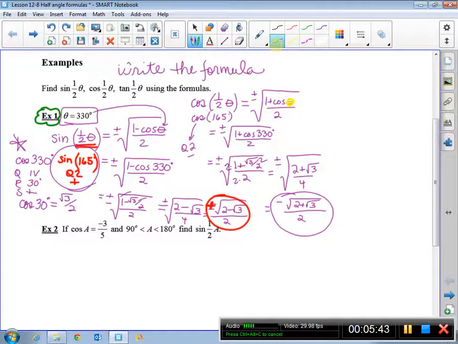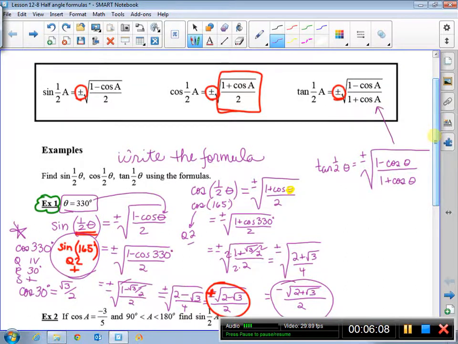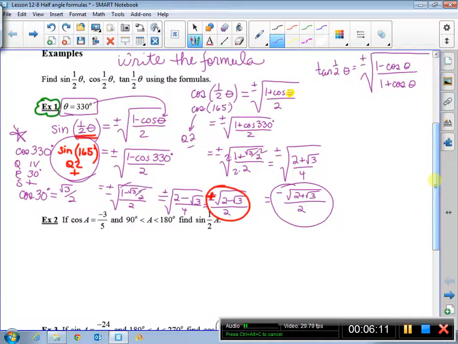And last but not least, the tangent of the half angle. Formula is first. It says square root of 1 minus cosine of theta over 1 plus cosine of theta underneath that square root. Okay, now substitute: 1 minus the square root of 3 over 2, over 1 plus the square root of 3 over 2. Multiply each of these by 2. That times 2, this times 2, this times 2, this times 2.